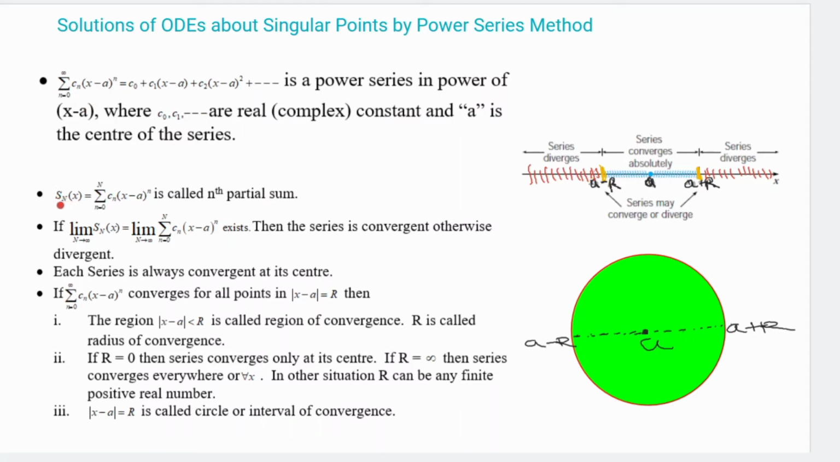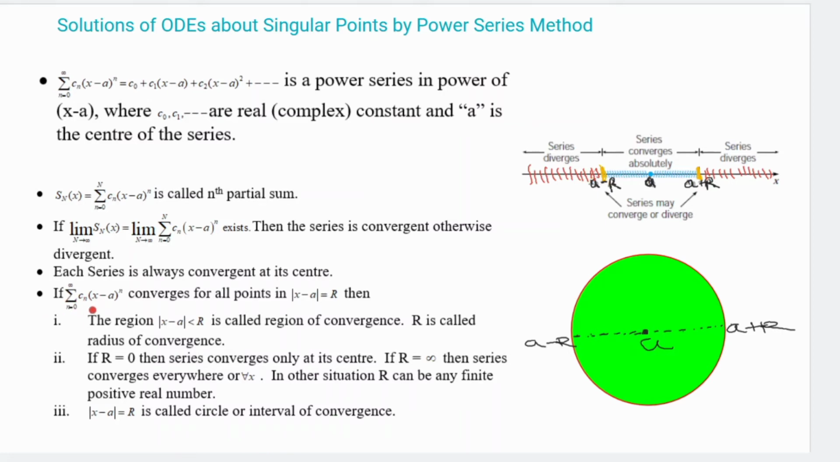If we consider the partial sum of this series, sum n equals 0 to N of Cn (x minus a) to the power n, and find the limit as N goes to infinity of this partial sum, if the limit exists, then we call this series convergent. Otherwise this series diverges. So we know that each series always converges at its center.